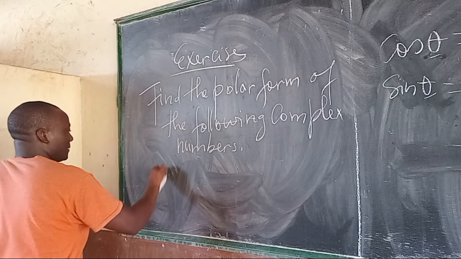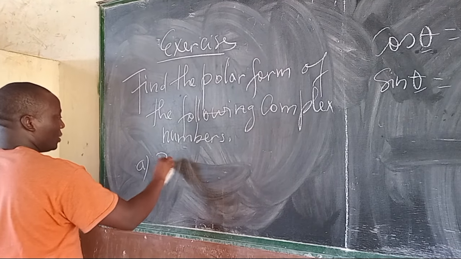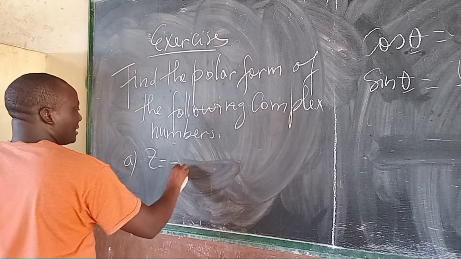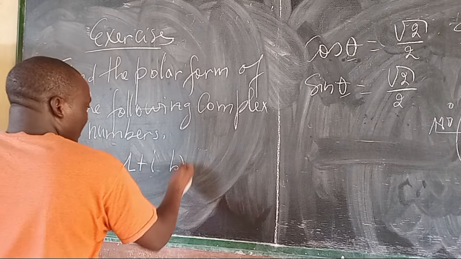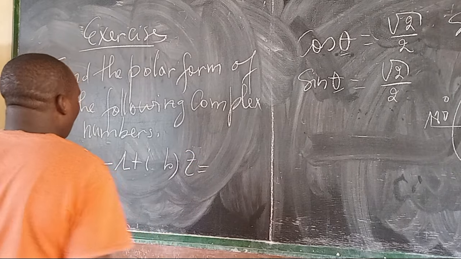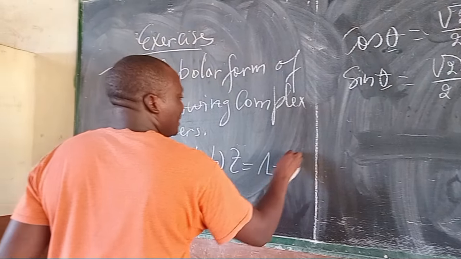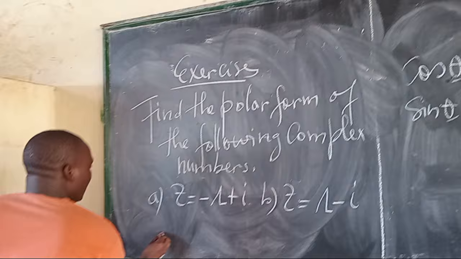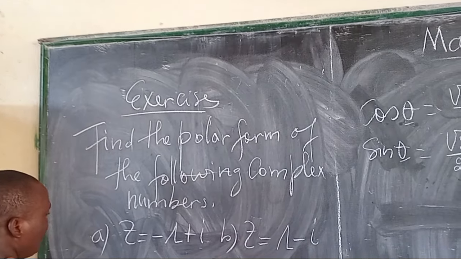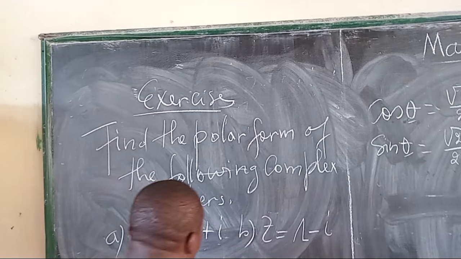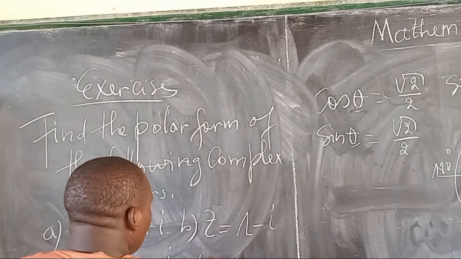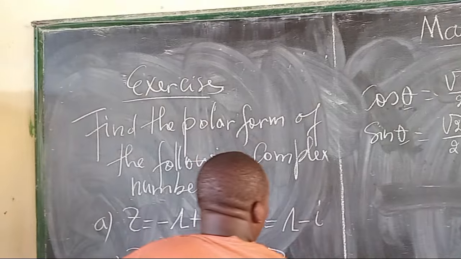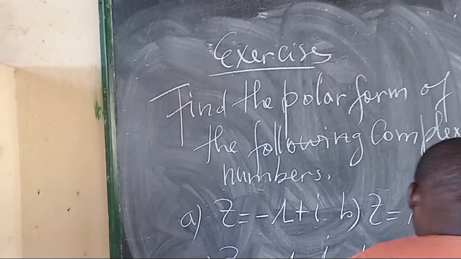Number A, z equal -1 positive i. Number B, z equal 1 negative i. Number C, z equal negative 1 negative i. Number D, z equal 2i.